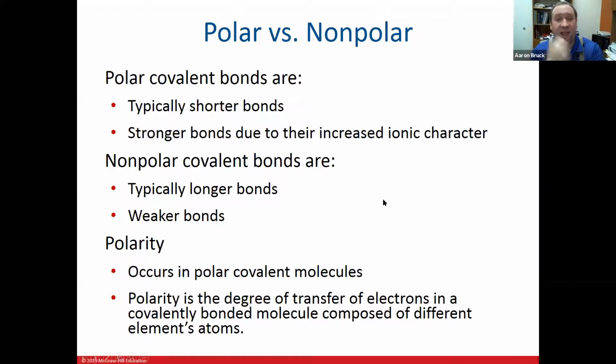So what does this tend to mean? If we're comparing a polar bond, where we have this electronegativity difference, versus a nonpolar bond, where all the electrons are being shared very evenly, what we can say is that polar covalent bonds tend to be shorter and they tend to be stronger, because overall they've got more ionic tendencies, and ionic bonds tend to be stronger than covalent bonds are. By contrast, nonpolar bonds tend to be longer, and they tend to be weaker as a result.